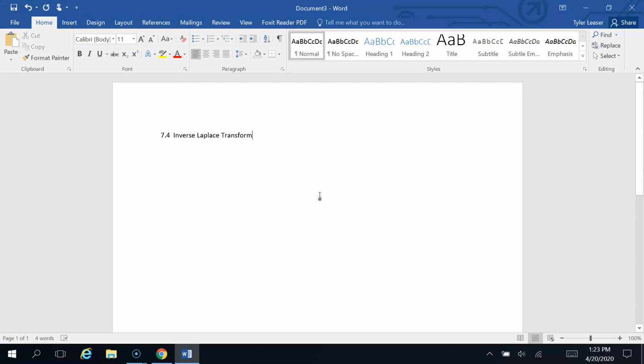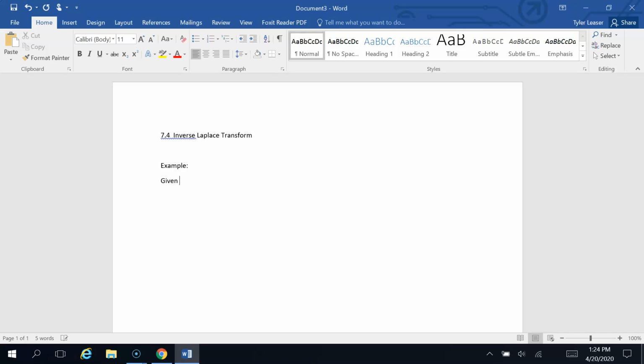All right, in this section 7.4, we're going to be doing the inverse Laplace transforms. So I know so far we've done two whole sections, and I still haven't really talked about why we need the Laplace transformation. So what I'm going to do now, and what the book does, is just show you why.